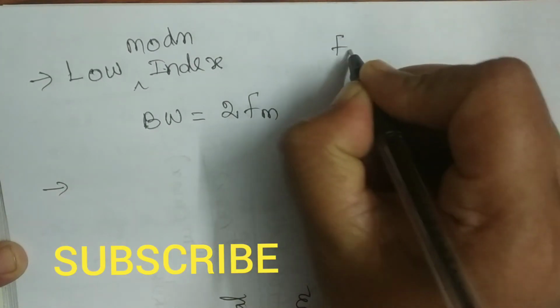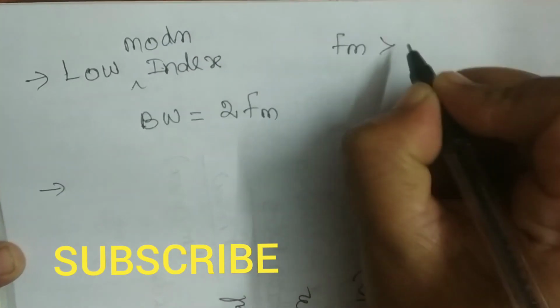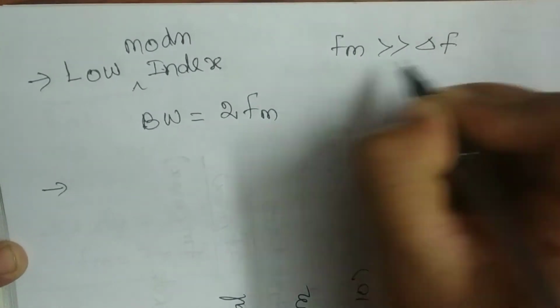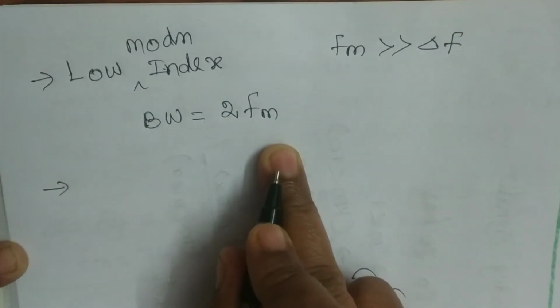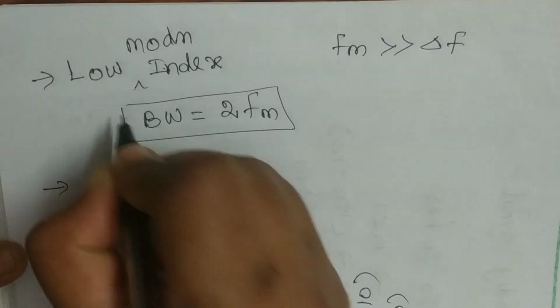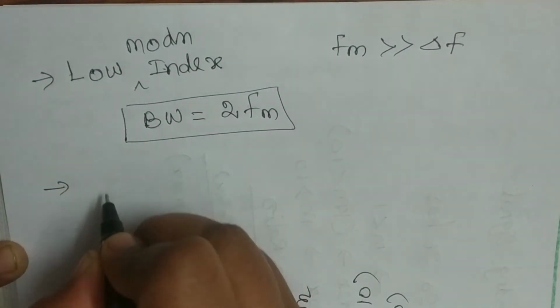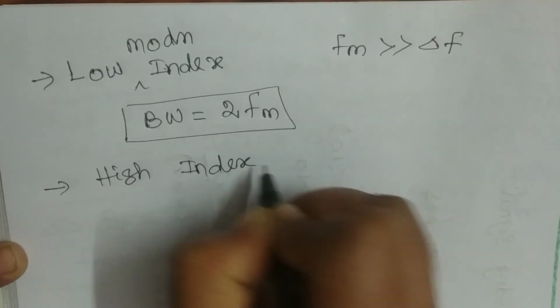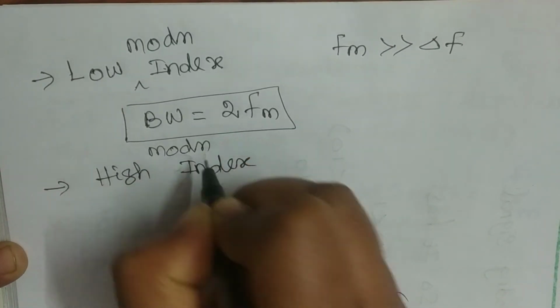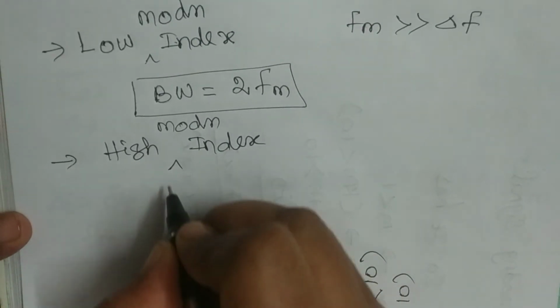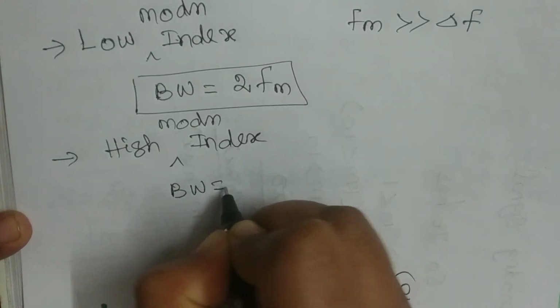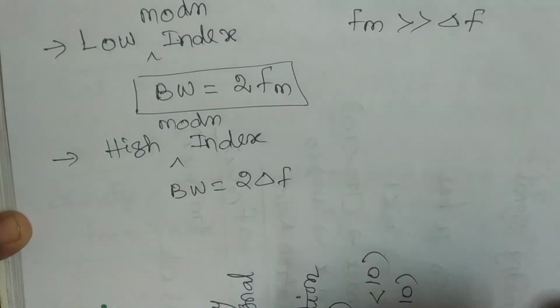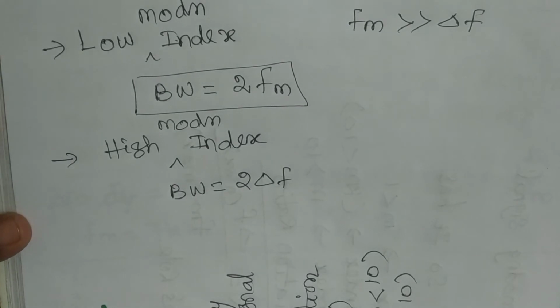Here, FM is very much greater than del F, therefore the minimum bandwidth is equal to 2FM according to Carson rule. Then for high modulation index, the bandwidth is 2 del F.